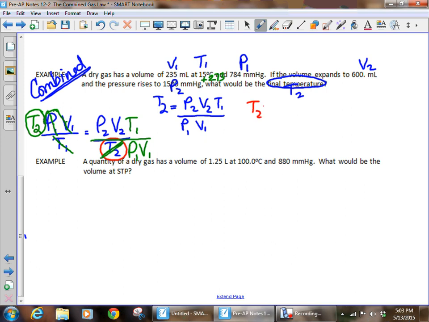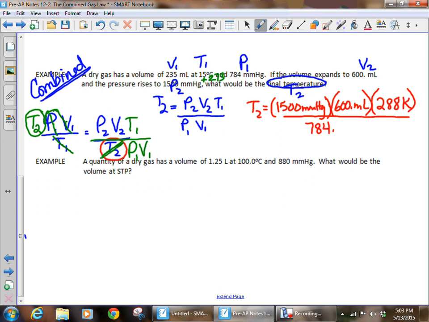T2 is going to be equal to P2, which we said was 1500 millimeters of mercury. V2, I think you can see now why labeling these at the beginning is advantageous, because there's just so many numbers here. We can get really confused really fast. V2 is our 600 milliliters. And T1 is our 15 plus our 273, so 288 kelvins. On the bottom, we want P1, which is 784 millimeters of mercury, and V1, which is 235 milliliters.